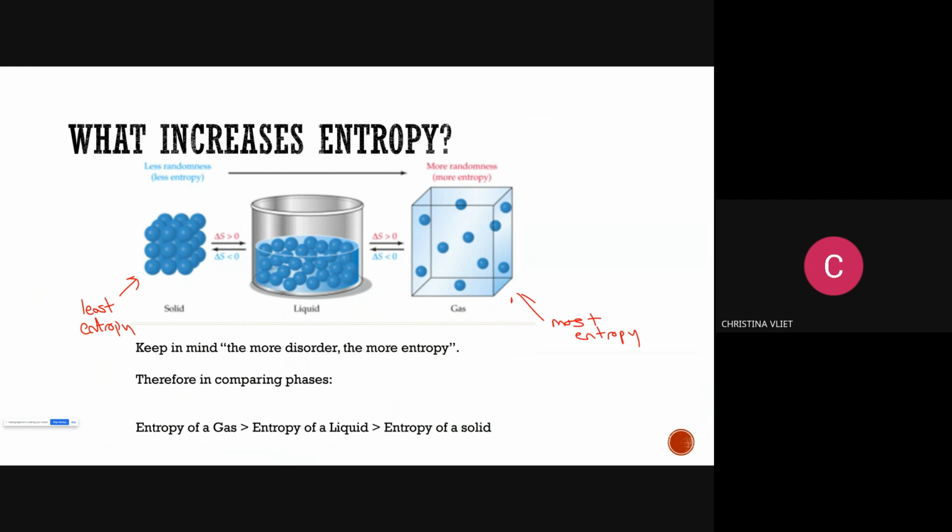And so the idea is that if there's more disorder, there will be more entropy. So you can always look at a phase change and see if there's more energy being added and the phase change is going to a more disordered phase. This means you have more entropy. So gases always have the highest entropy.